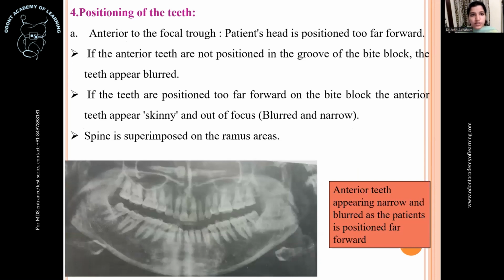Next is positioning of the teeth. So we have told you the anterior teeth should be in the indentation of the bite block. Anterior to the focal trough, the patient's head is positioned too far forward. The anterior teeth are not positioned in the groove of the bite block. The patient is not biting on the indentation of the bite block. What is going to happen? The anterior teeth are going to appear skinny and out of focus. You can see the anterior teeth are skinny and out of focus, and the spine is superimposed over the ramus area. So you can see the superimposition as well.